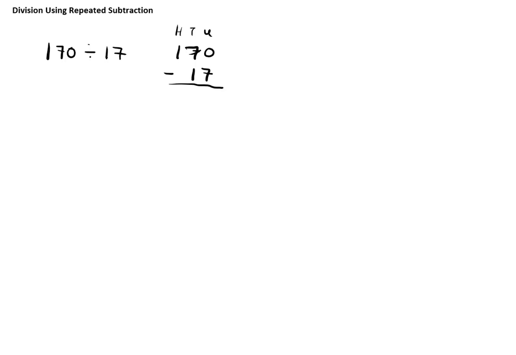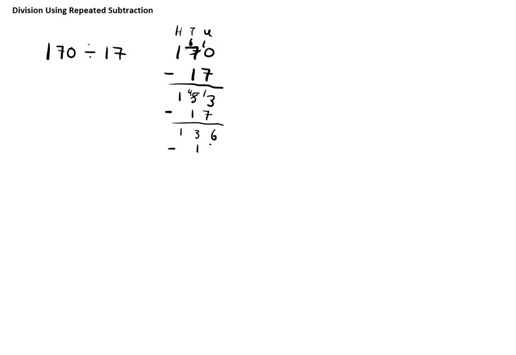0 take away 7, can't do, so we need to borrow and carry over. 10 take away 7 is 3, 6 take away 1 is 5, and 1 take away 0 is 1. Let's take away 17 again. 3 take away 7, cannot do, so borrow and carry over. 13 take away 7 is 6, 4 take away 1 is 3, 1 take away 0 is 1.